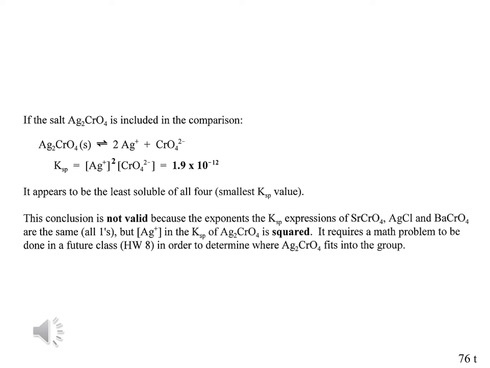You can't compare directly. Now we're going to do a problem all the way in homework 8 where you can calculate whether silver chromate or barium chromate is more soluble, but you can't directly compare them if the exponents aren't identical. I'm not going to trick you with this. If I ask you which of the following is the most soluble, they'll all have the same exponent. This is just so you know about it.